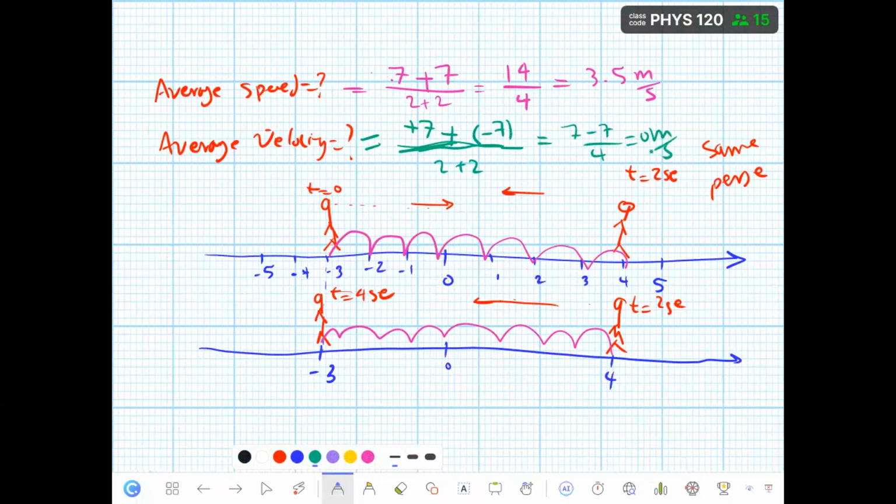See? Sorry, the average velocity is 0 meter per second for this person when he's traveling this 14 meter, okay, back and forth, good. But the average speed does have a value, okay?